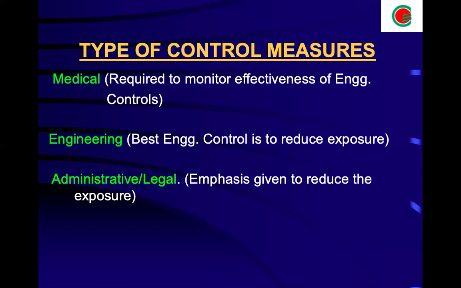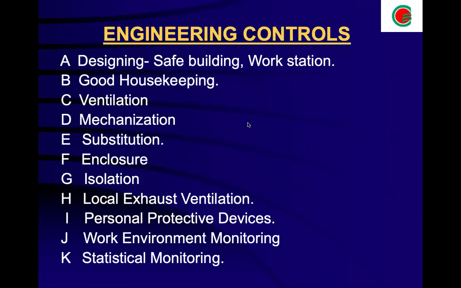Administration can give a rule that nobody must sit on a chair without a backrest. Then there is engineering. If the backrest is there but it's poorly adjusted, then it can be engineered to make sure that it fits the people who use them, so we can control. Now, engineering controls include redesigning, good housekeeping, introducing ventilation, mechanization, especially in lifting and dropping.